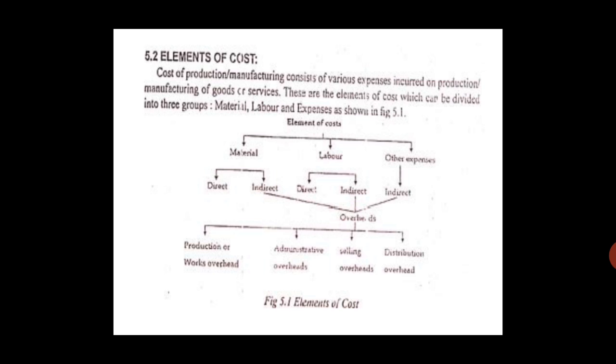Cost of production or manufacturing consists of various expenses incurred on production and manufacturing of goods or services. These are the elements of cost, which can be divided into 3 groups. First is material group, second is labor, and third is expenses.